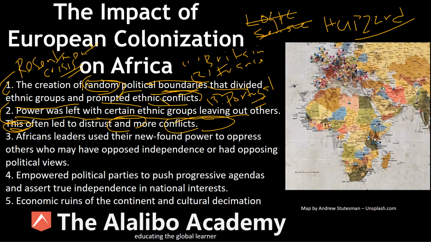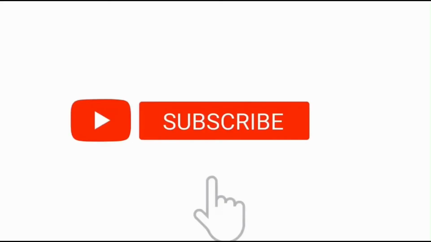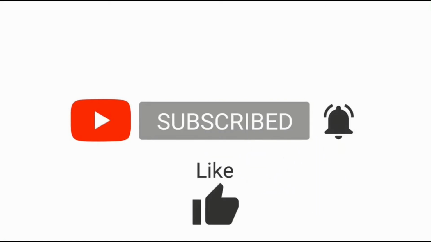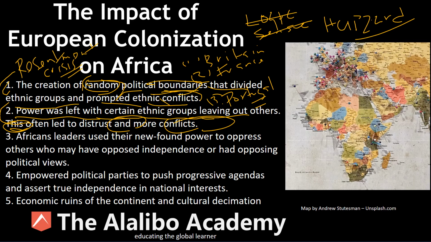That gave rise to political crisis in most cases. Political crisis in most cases, demonstrations, military coups, accusations, and what have you. And again, this is a significant point to note. As it says here, this often led to distrust and more conflict.